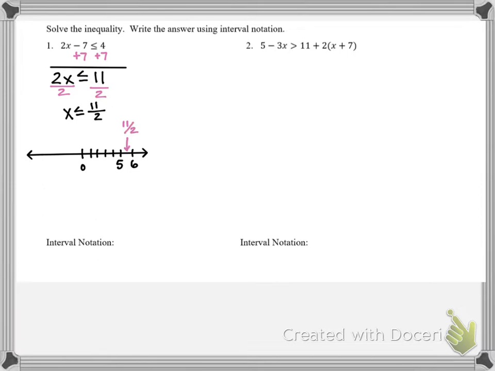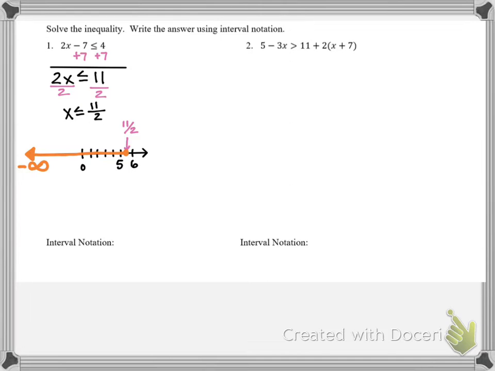Now, all my possible x values in the solution set are going to be less than or equal to 11 halves. So that means I want to include the number 11 halves in my solution set. I will show that with a closed circle on the graph. And everything less than that means I shade everything to the left. As I shade to the left, keep in mind I'm going towards negative infinity because I can continue going towards my negative numbers forever. There's no bound or no end.